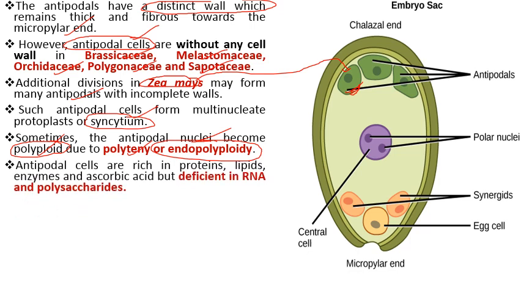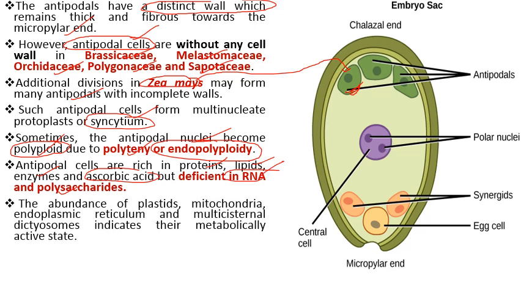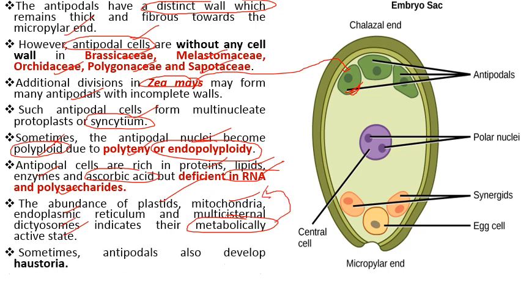Having multiple sets of chromosomes. So antipodal cells are rich in protein, lipids, enzymes and ascorbic acid, but they are deficient in RNA and polysaccharide. The abundance of plastids, mitochondria, endoplasmic reticulum and multicisternal dictyosomes indicates that these cells are metabolically active. And these antipodal cells are metabolically active because they contain these cell organelles. Sometimes antipodals also develop haustoria.